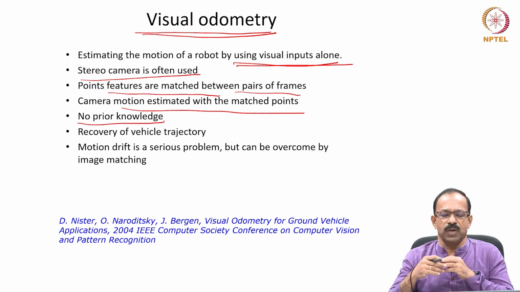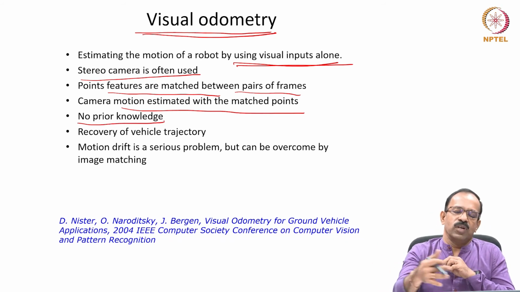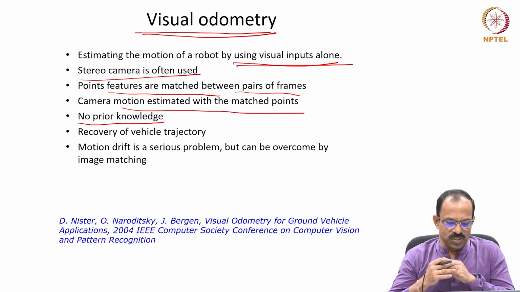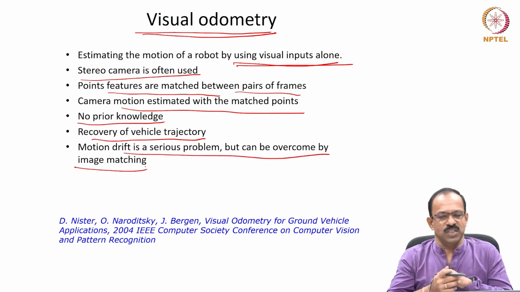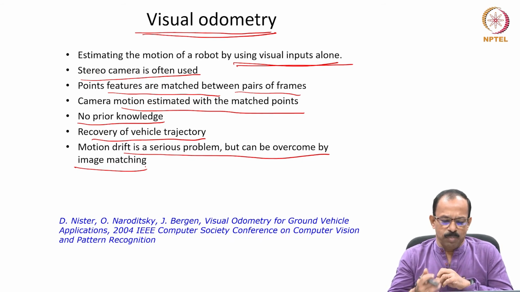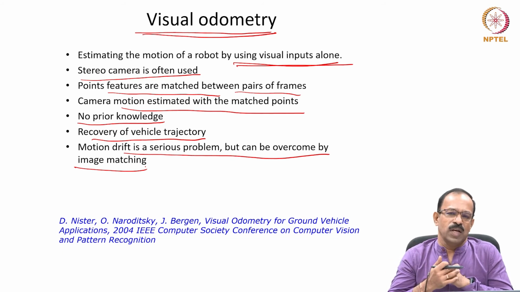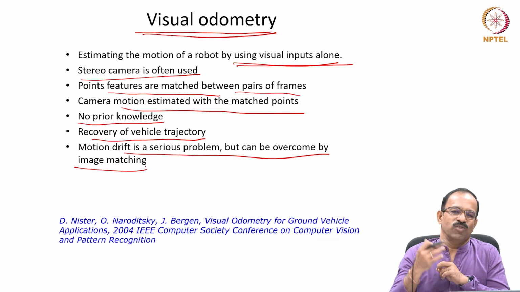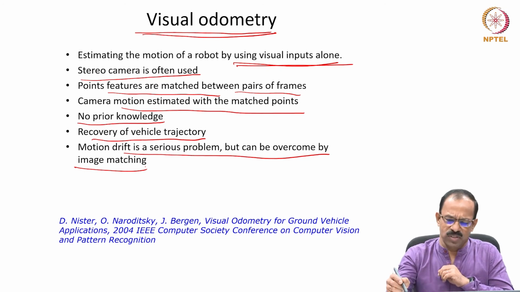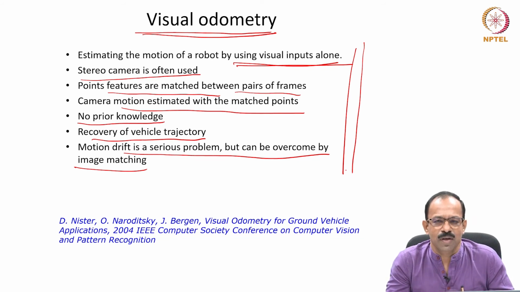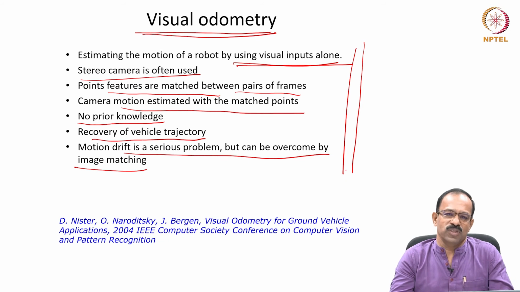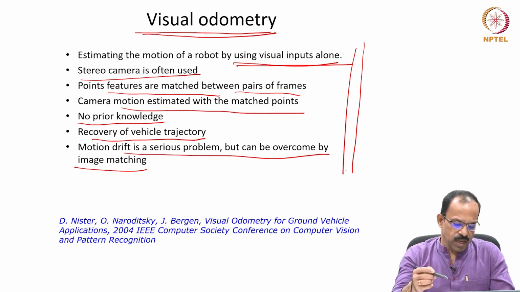So, we do not need prior information about the environment; what you are getting is the trajectory of the robots. Recovery of the vehicle trajectory is possible, and of course, motion drift will be a serious problem, which can be overcome by image matching. We are just comparing the frames, so you will always get a lot of drift, but if you match the known images, you will be able to correct it to some extent. Of course, everything has its own challenges, but this is another method of getting the position of the robot using the cameras alone. That is known as visual odometry.